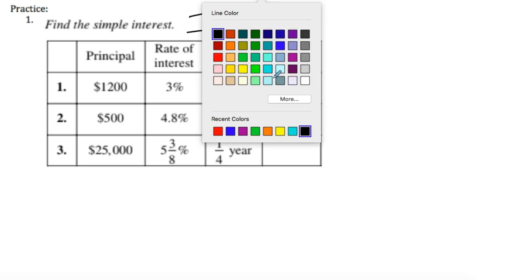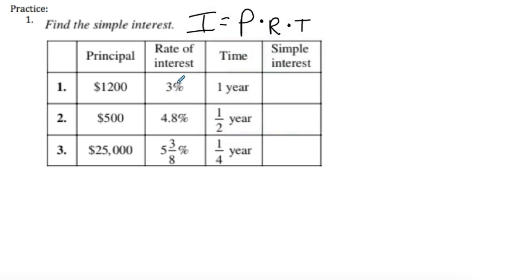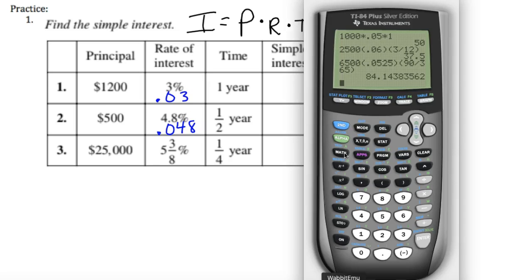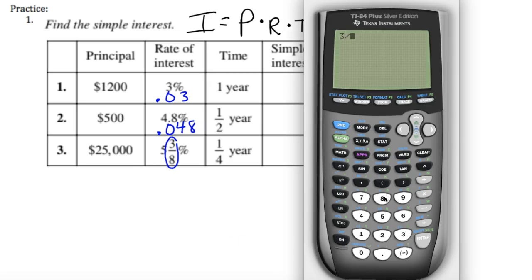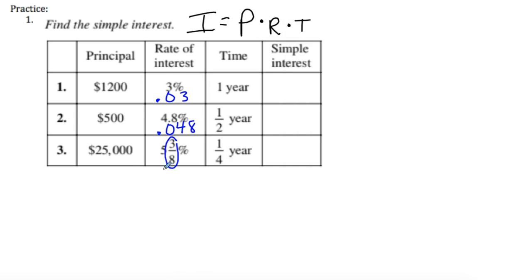So first thing I'm going to do is change all of my percentages to decimals. So this will be 0.03, 0.048, and the next one I'm going to use my calculator for. So I need to convert 3/8 to a decimal first. So I do 3 divided by 8, and then I'm going to add 5. So this is 5.375%, and I go 1, 2 to the left, 0.05375.